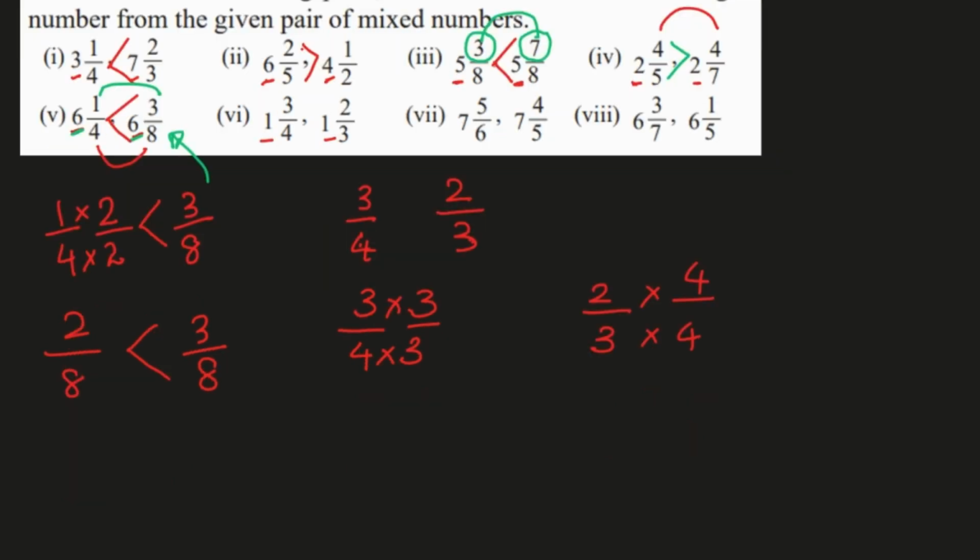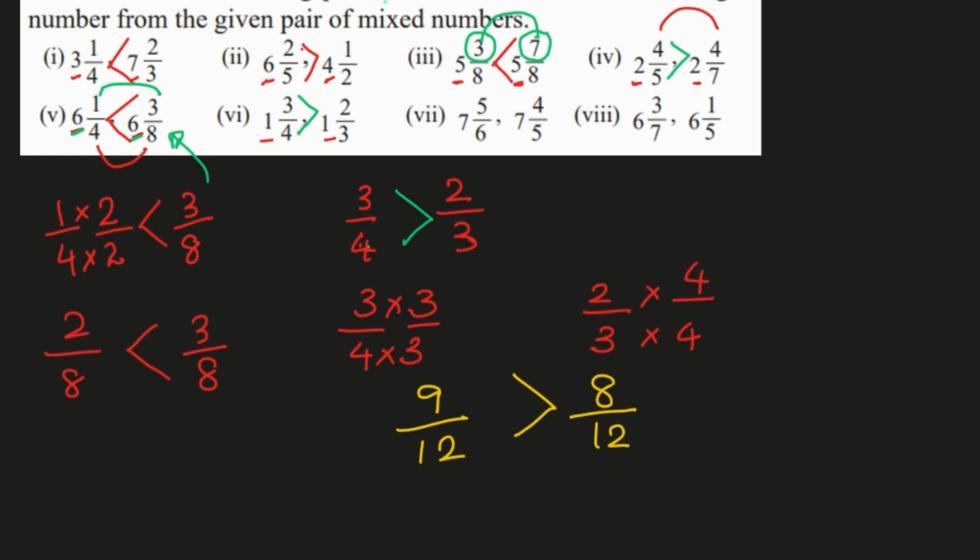Let's move down. Then it's 9 upon 12. Here it's 8 upon 12. So 9 upon 12 is greater than 8 upon 12. So in the answer, when we come here, we can tell that 3 upon 4 is greater than 2 upon 3. So we can tell that 1 and 3 upon 4 is greater than 1 and 2 upon 3.